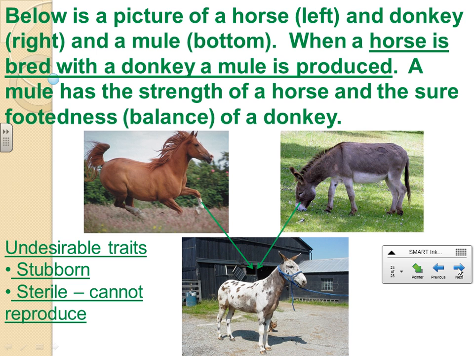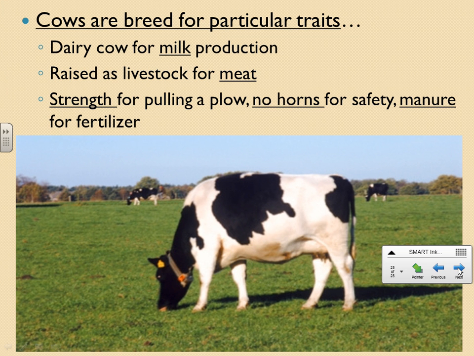We breed cows for particular traits. For example, we breed them for their milk production. Some cows are bred so that they produce high amounts of milk even when they're not pregnant or not with young. We breed some cows as livestock for meat, so we breed different varieties of meat.